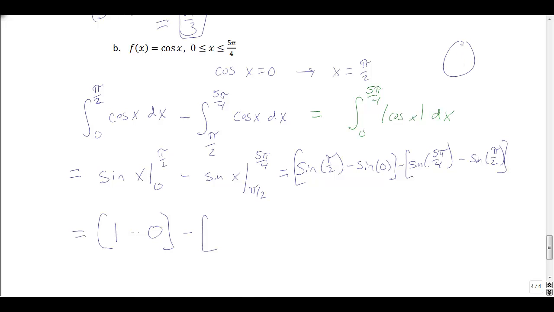Let's see, on my unit circle, 5 pi over 4 is going to be here, so it's going to be a negative square root 2 over 2. Sine of pi over 2, that's a minus 1. And let's say I get the negative there, so this is going to be 1 plus square root 2 over 2 plus 1. So in the end, I end up with 2 plus square root 2 over 2. And that's a positive answer, and this should be an area, so that at least seems plausible.